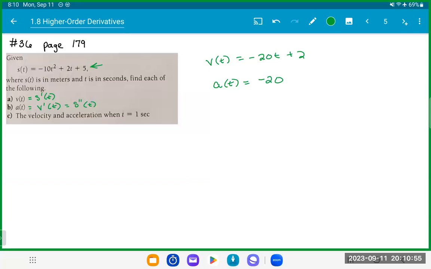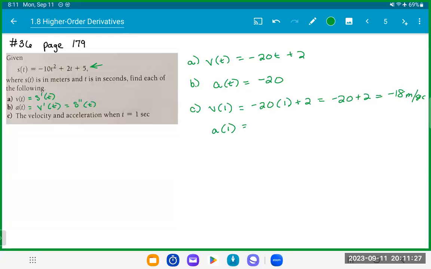Okay. And then so this was part A, this was part B. Part C asked us to evaluate v at 1 and acceleration at 1. So when we plug that in, we end up with -20 times 1 plus 2 gives me -20 plus 2, which is -18. And so that's going to be 18 meters per second for our velocity.